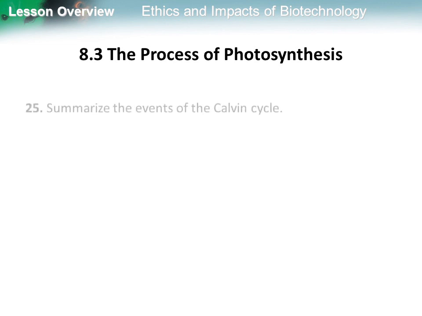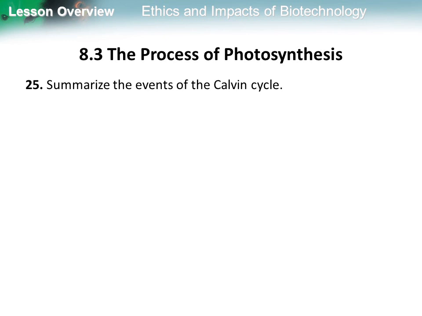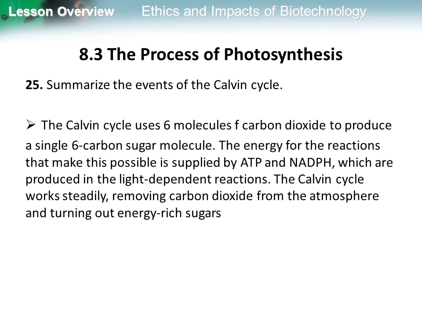Let's see the next question from chapter 8 lesson 3. Summarize the events of the Calvin cycle. The Calvin cycle uses 6 molecules of carbon dioxide to produce a single 6-carbon sugar molecule. The energy for the reactions that make this possible is supplied by ATP and NADPH, which are produced in the light-dependent reactions. The Calvin cycle works steadily, removing carbon dioxide from the atmosphere and turning out energy-rich sugars.